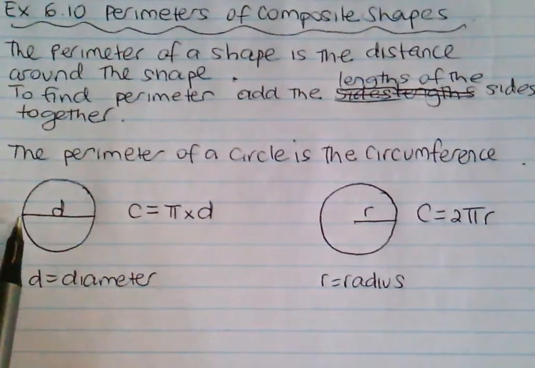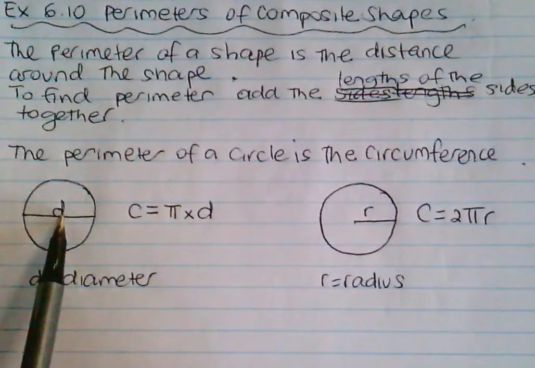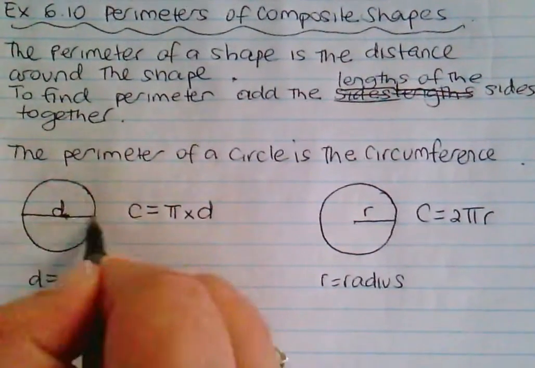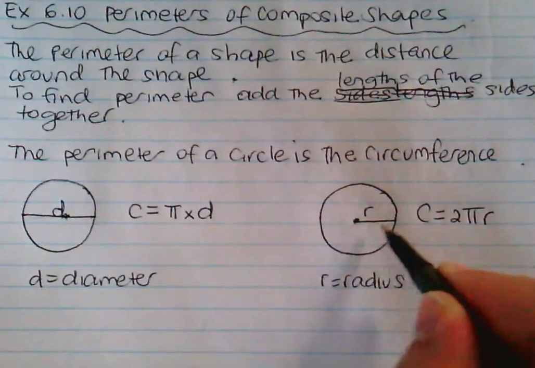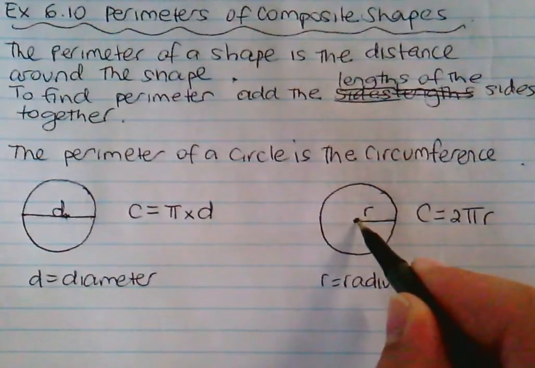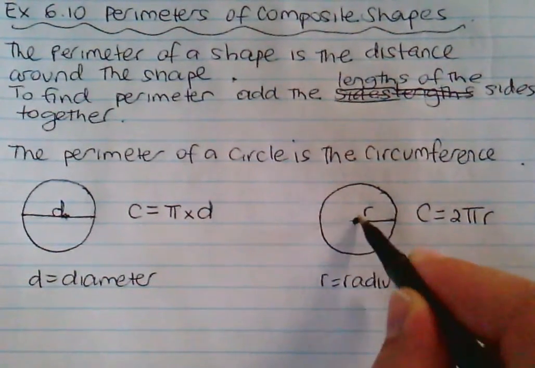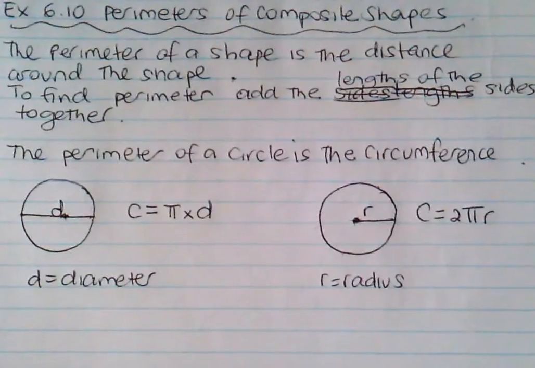Remember, diameter is the distance, if you're going through the center from one side of the circle to the other, going through the center, that's the diameter. The radius is half the diameter, the distance from the middle, the center of the circle, to the outside. It doesn't matter how many radii I draw, they would all be the same length.